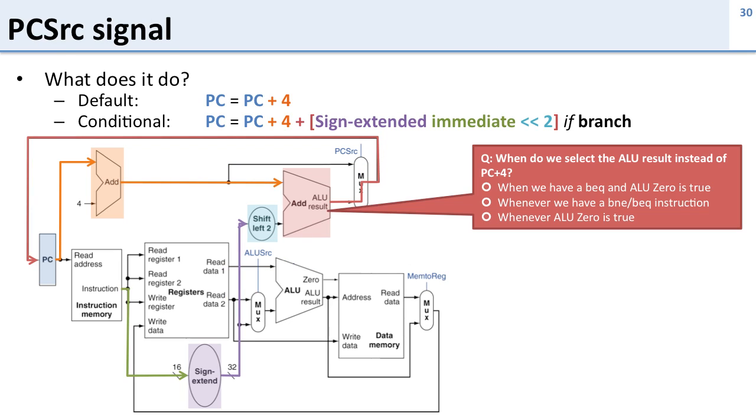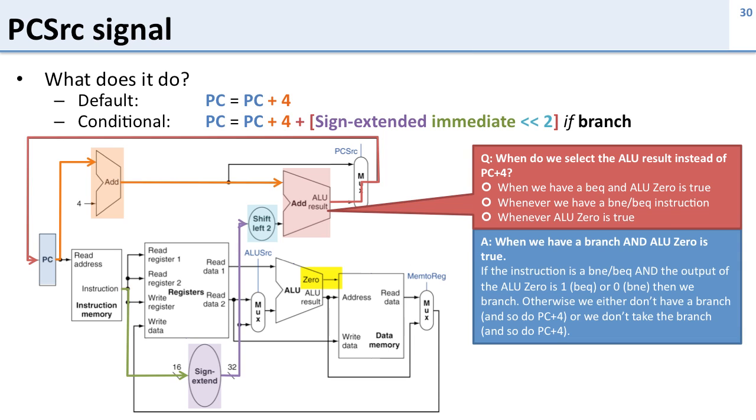So let's take a look at some of these signals. When do we select the output from this adder instead of the regular PC plus 4? Well, the trick to this is to look at this 0. So we decide to take the branch when we have a branch instruction, and the 0 out from the ALU tells us to do that. So the answer is when we have a branch and ALU 0 out tells us to branch. So if we have a branch equal, then ALU 0 means the two values are equal and we should branch. If we have a branch not equal, then ALU 0 being 0 says they are equal and we shouldn't branch. So we branch depending on whether it's branch equal or branch not equal and the results of ALU 0.